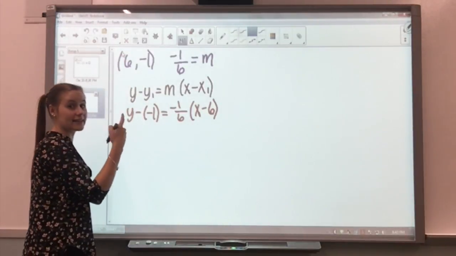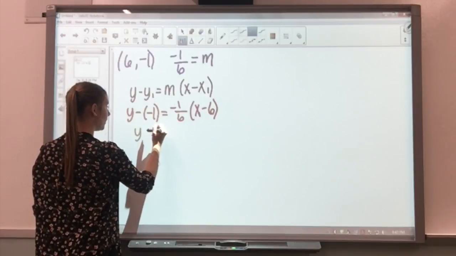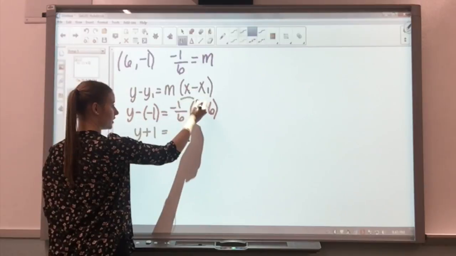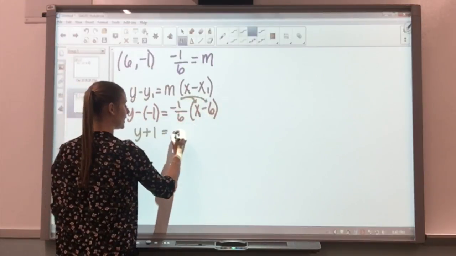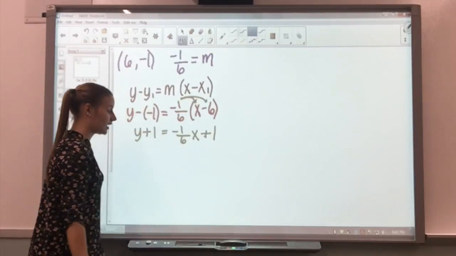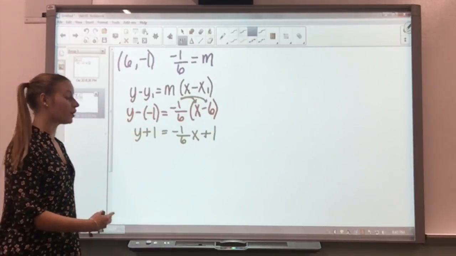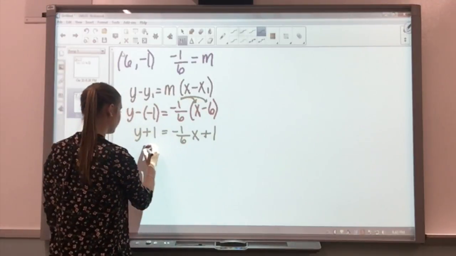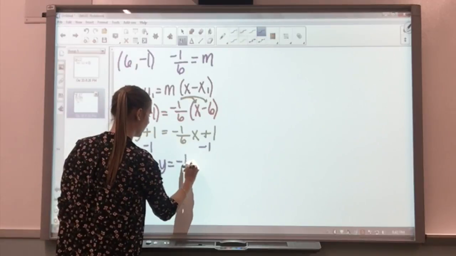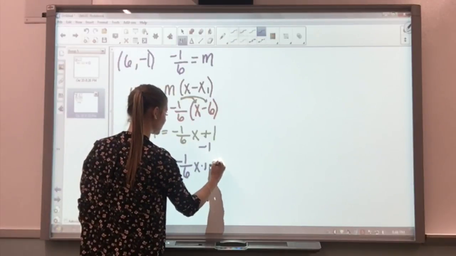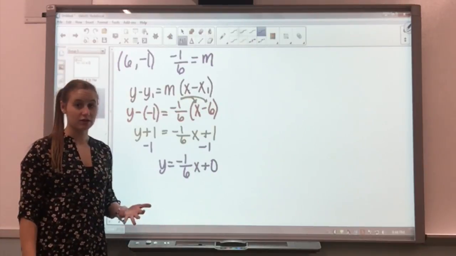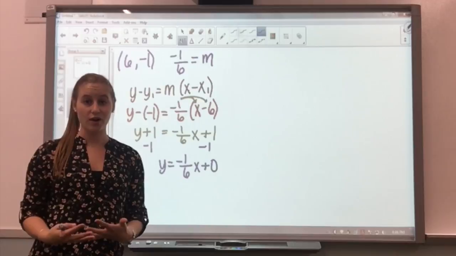So y minus negative 1 is y plus 1 equals, and now we'll distribute, -1/6 x plus 1. Now we can go even further to solve for y. We subtract 1 from both sides, and we get y equals -1/6 x plus 0. We may notice that our y-intercept is 0. That means our function passes through the origin.